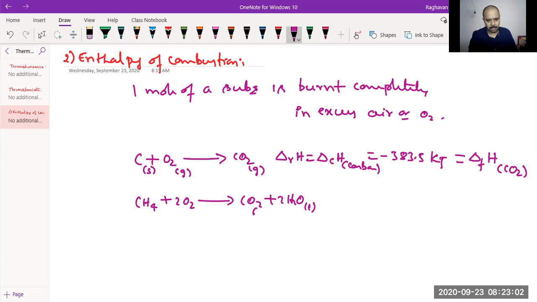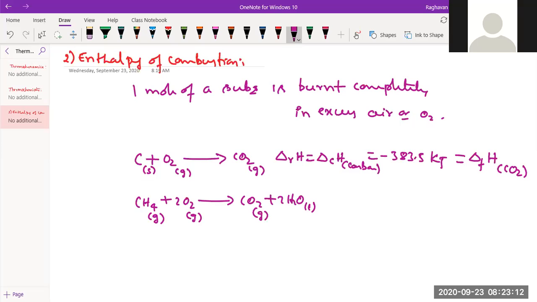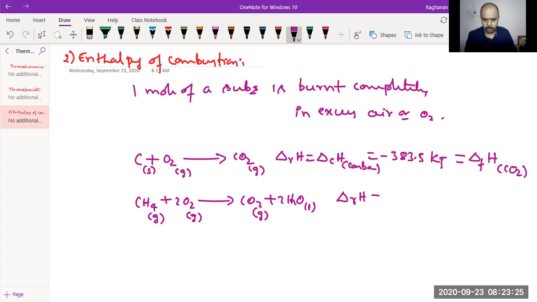Now, this enthalpy change during this reaction can be called by what terms? Can it be called enthalpy of combustion of methane? Yes. Can it be called enthalpy of reaction? Yes. Can it be called enthalpy of formation of carbon dioxide? No. So this is enthalpy of reaction, also enthalpy of combustion of methane.